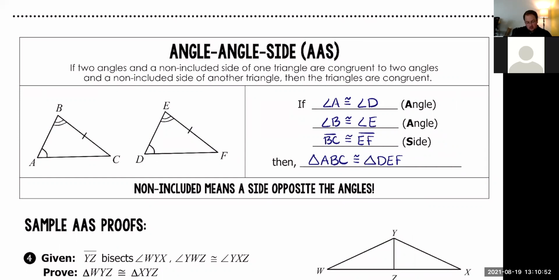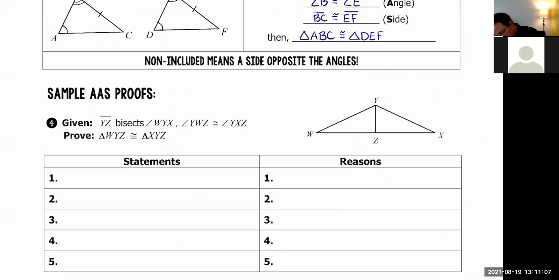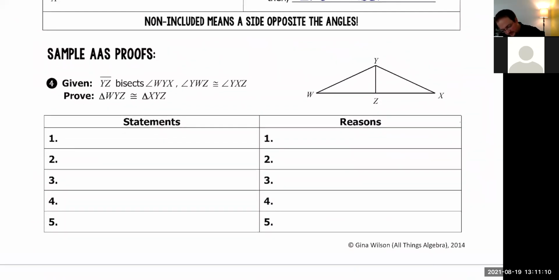Now, you'll notice that the gloves are coming off a little bit on these next four examples. It's all on us. We're going to have to make the statements and then defend with our reasoning. So, number 4 here, we've been given that YZ bisects angle WYX and that angle YWZ, which is right here, is congruent to angle YXZ, which is here. We're trying to prove that triangle WYZ is congruent to triangle XYZ.